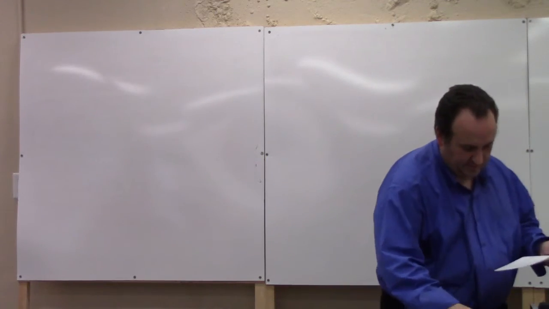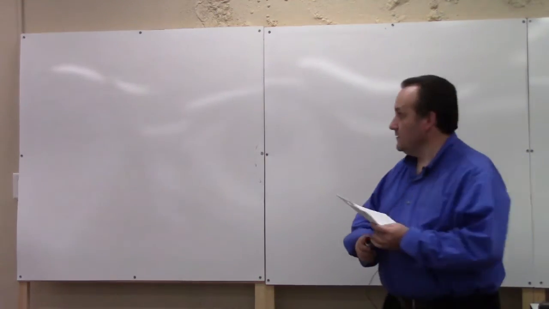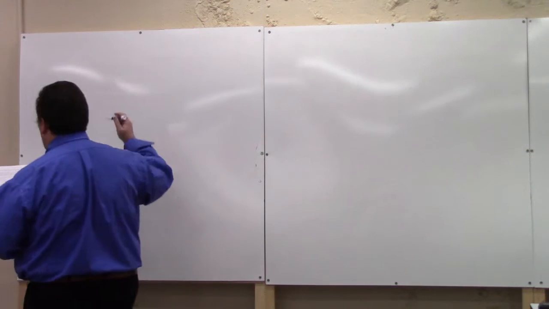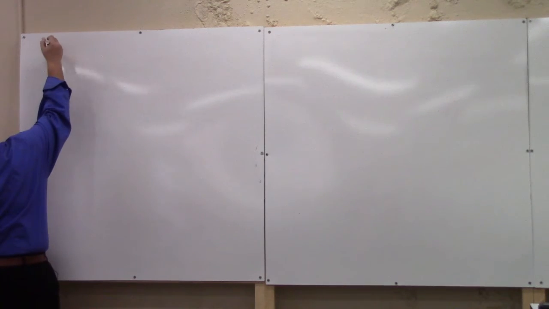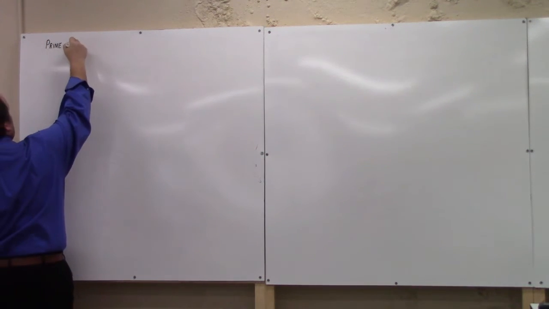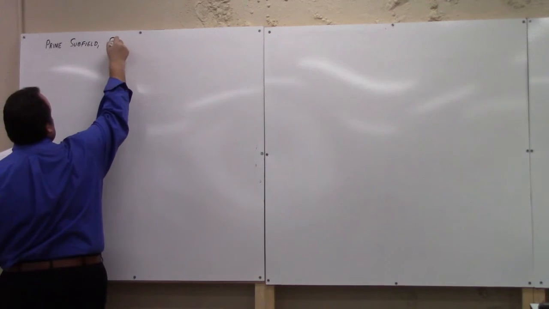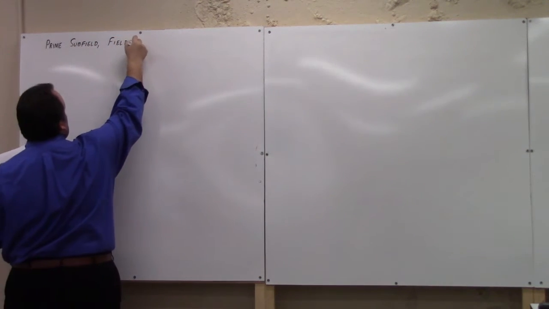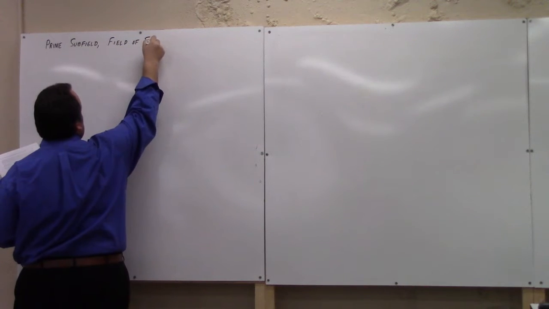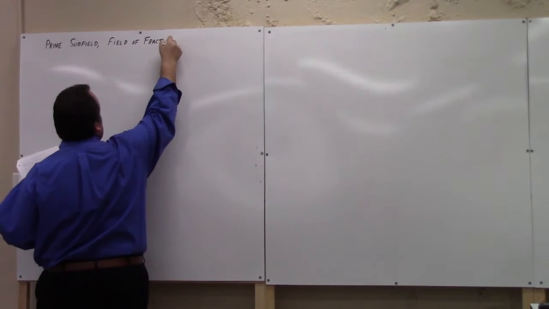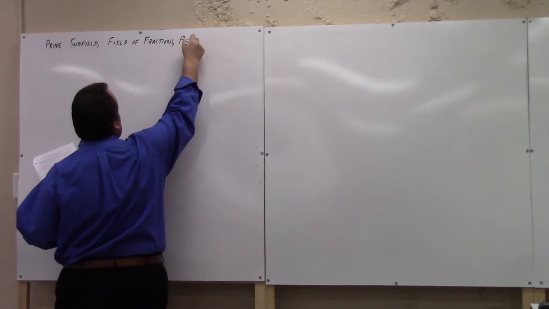I'll get started here. So we're still talking about ring homomorphisms, and we'll be soon talking about prime subfield, field of fractions, that's where we're going. Hopefully we'll start talking about polynomials today, if I do things right.